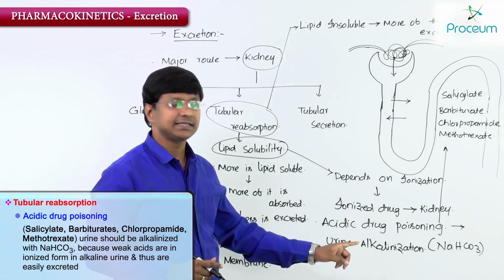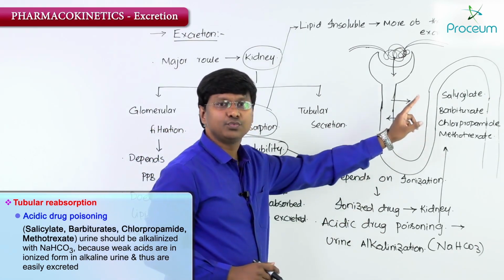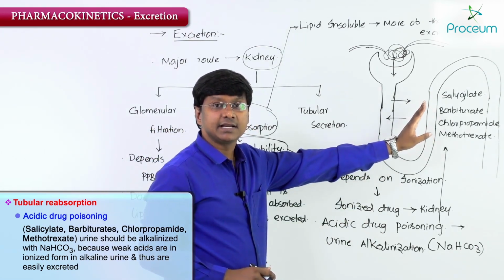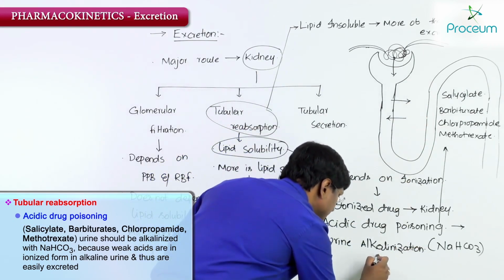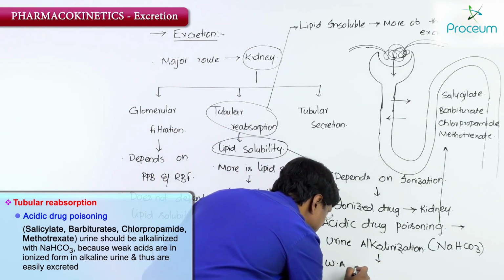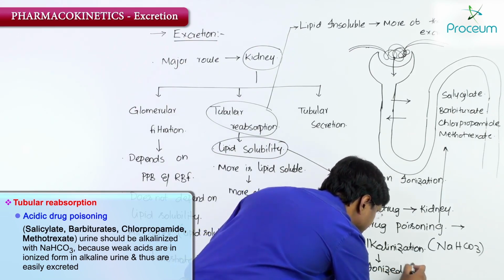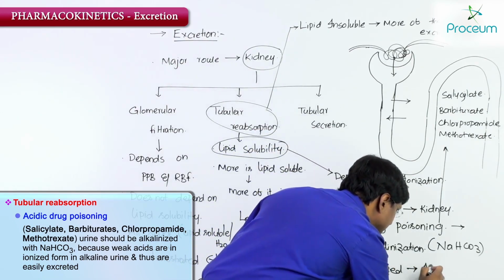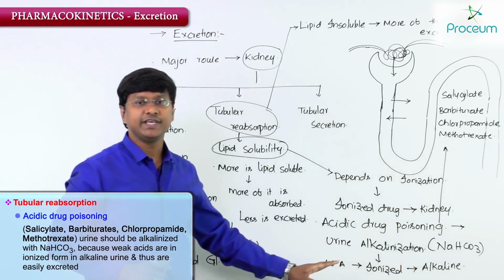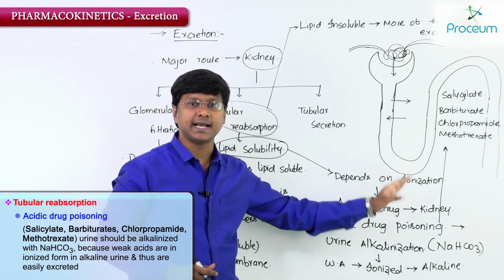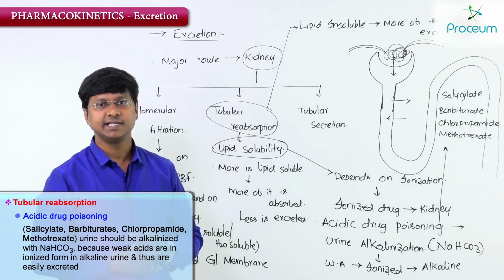So the urine should be alkalinized with sodium bicarbonate, because these weak acids are in ionized form in the alkaline urine. Now these weak acids, which are in the ionized form in the alkaline urine, get easily excreted out.